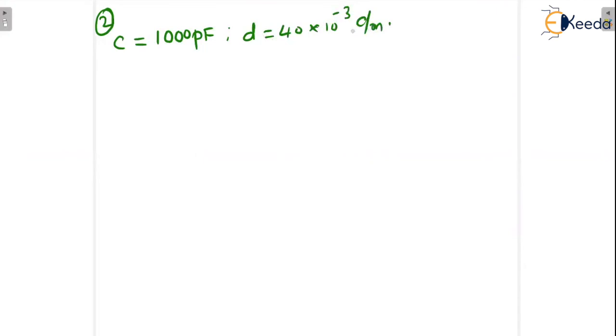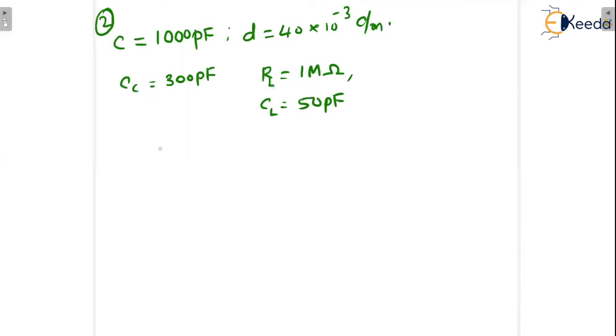You have one more question. The second one: a piezoelectric transducer has a capacitance of 1000 picofarad and a charge sensitivity of 40 into 10 power minus 3 coulomb per meter. The connecting cable has a capacitance of 300 picofarad, while the oscilloscope used for readout has an input resistance of 1 mega ohm with a parallel capacitor of 50 picofarad. So these become the values of RL and CL of the amplifier.